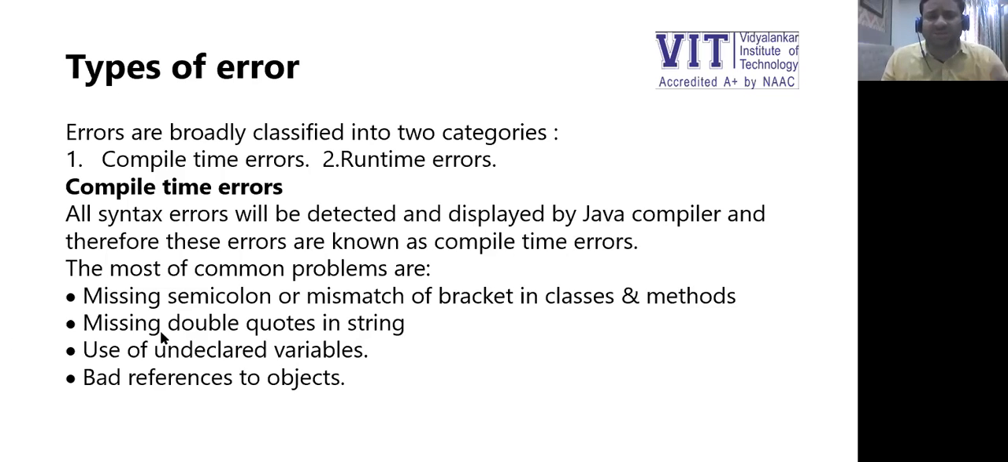For example, a missing semicolon, a missing double quote, using an undeclared variable, or referring to an object which you're not supposed to refer to. These are some compile time problems which my compiler understands. It notifies me. Now, the point with compile time errors is we need to correct them. If we are not correcting these errors, then my program will not compile and eventually will not execute. So the basic idea is to correct these errors and compile the program again. Once the compilation is successful, then you can go for execution. So this is about compile time errors.